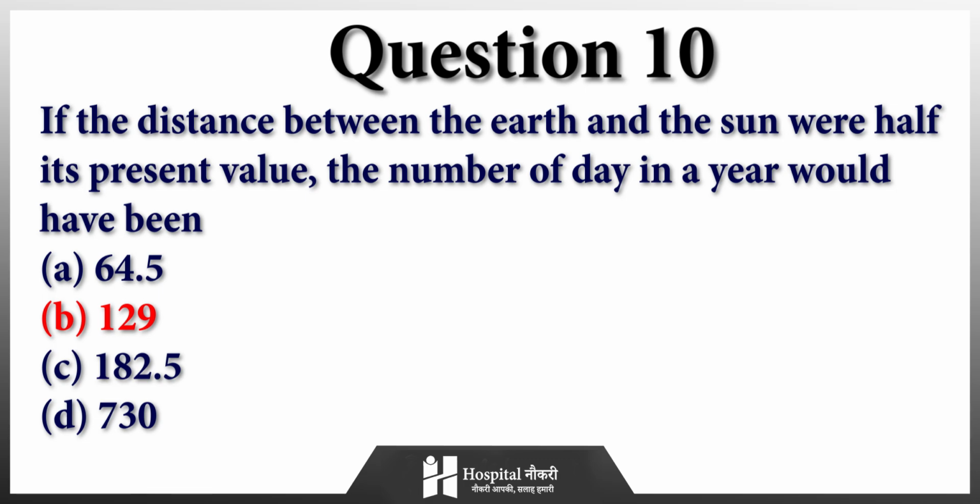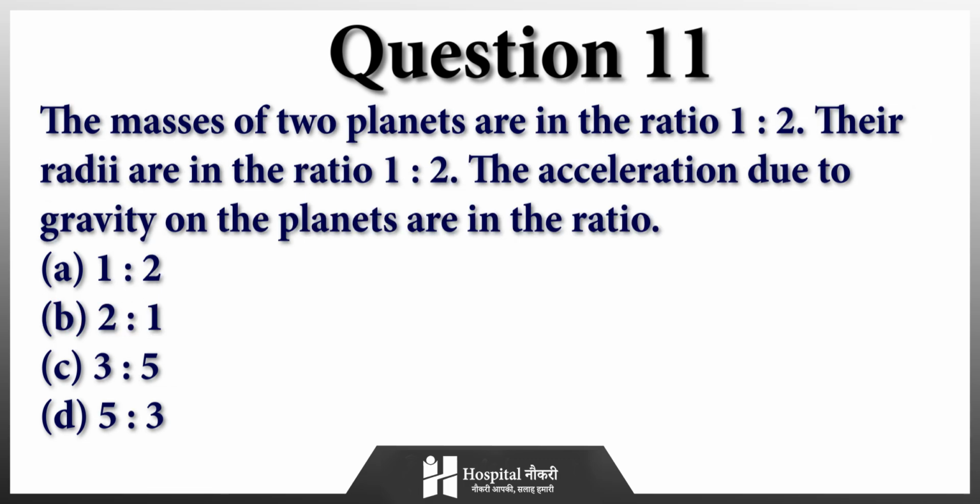Next question is, the masses of 2 planets are in the ratio 1:2. The radii are in a ratio of 1:2. The acceleration due to gravity on the planets are in the ratio? एक्सेलरेशन का रेशो क्या होगा? 1:2, 2:1, 3:5 और 5:3. Correct option is A, 1:2.